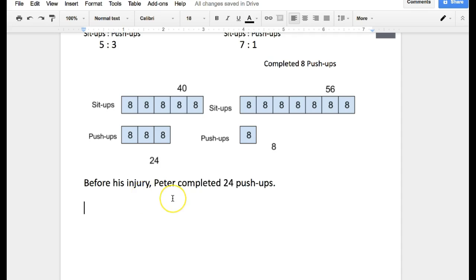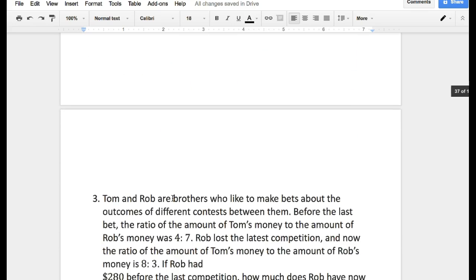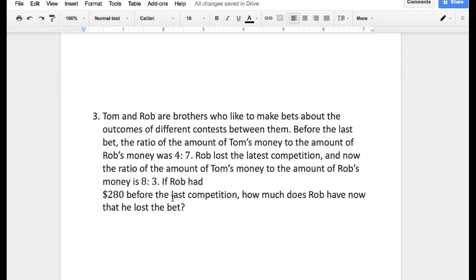Okay, on to number 3. Tom and Rob are brothers who like to make bets about the outcomes of different contests between them. Before the last bet, the ratio of the amount of Tom's money to the amount of Rob's money was 4 to 7. Rob lost the latest competition, and now the ratio of the amount of Tom's money to the amount of Rob's money is 8 to 3. If Rob had $280 before the last competition, how much does Rob have now that he lost the bet?